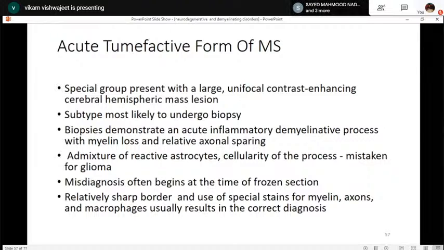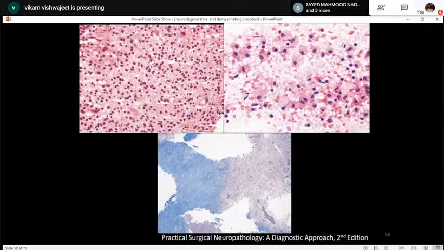If there is difficulty in frozen section, touch preparations are very helpful in these cases, because touch preparations help in identification of these foamy macrophages, while in crush smear they cannot be readily appreciated. So this is a case of tumefactive form of multiple sclerosis.